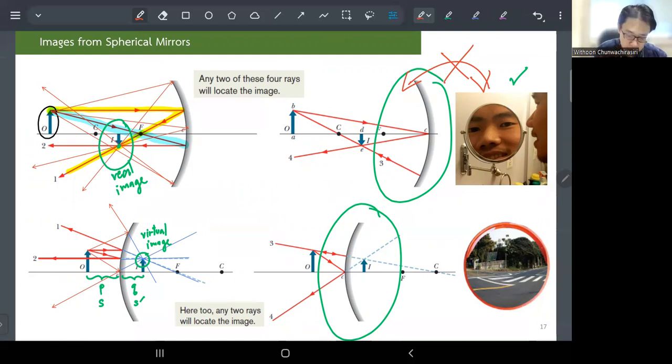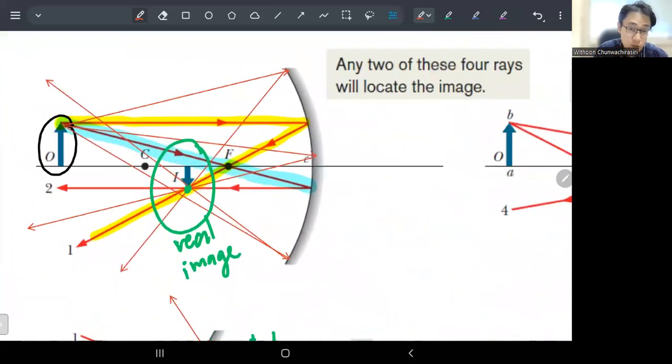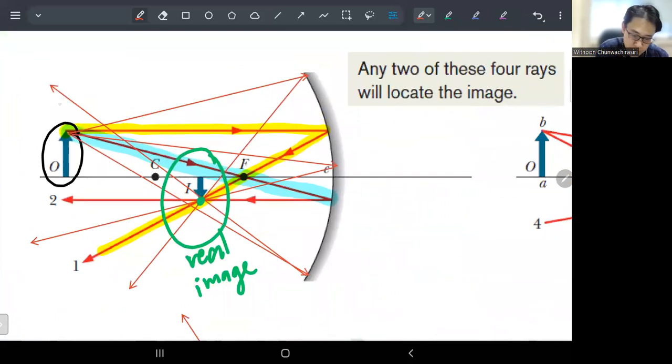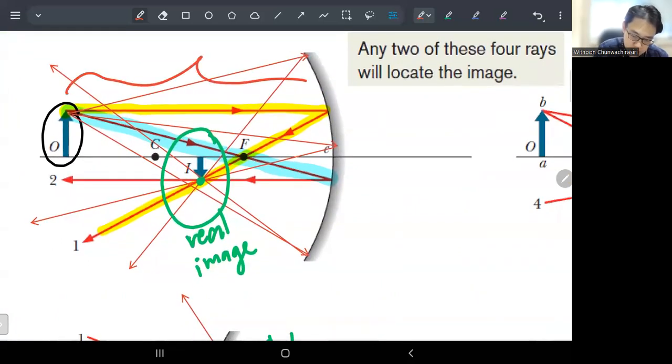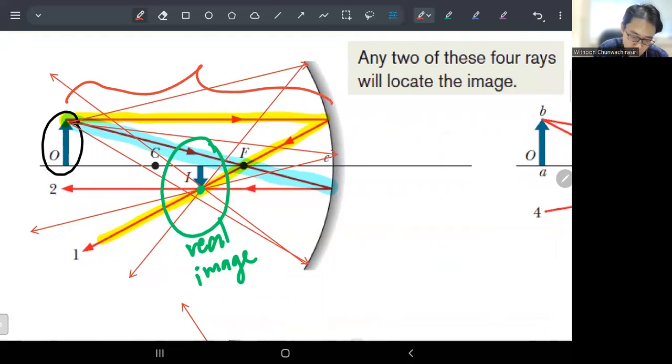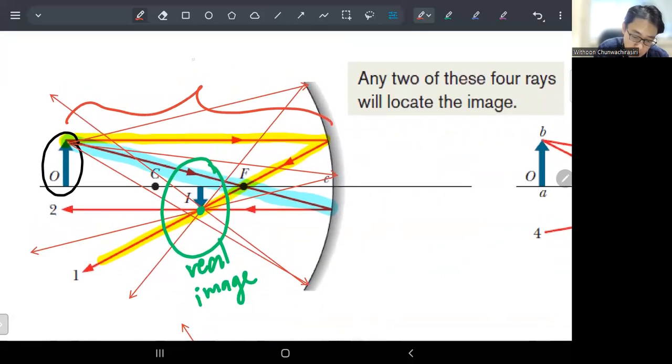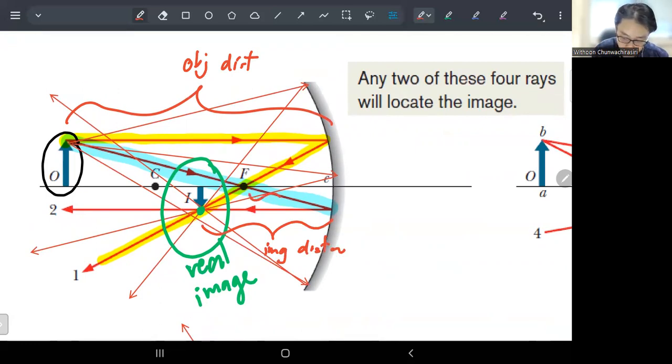So what we are trying to do is we want to know the relationship between the object distance and the image distance and the focal length. Here we go. These are the three things that are related and allow you to figure out the location of the image.